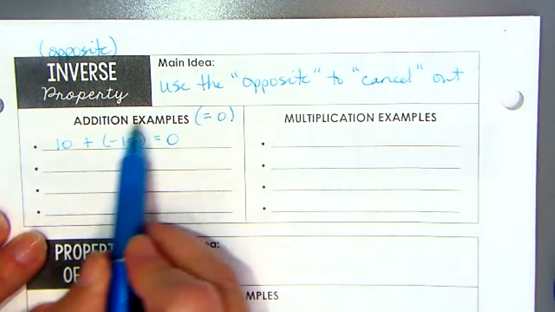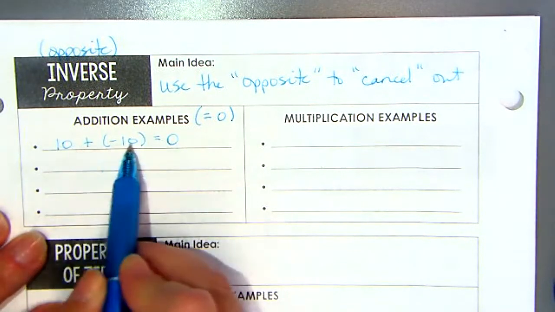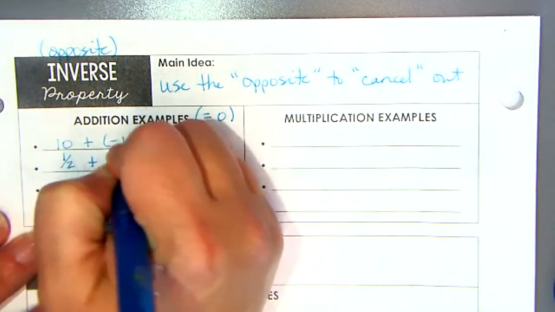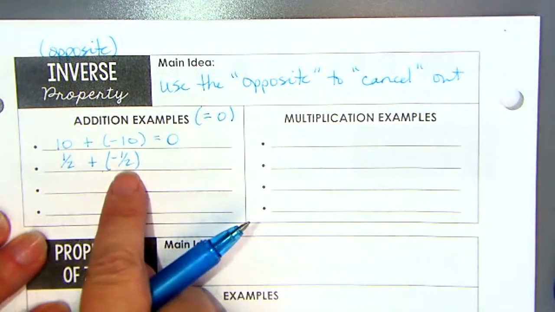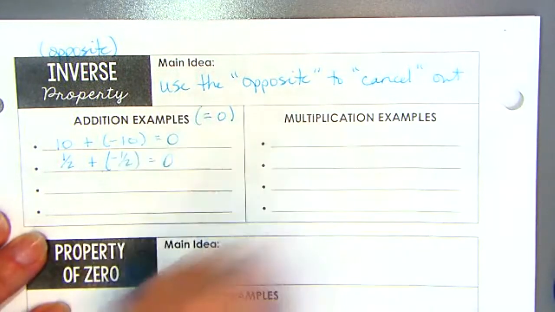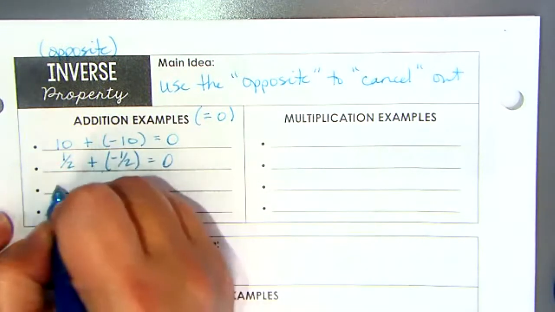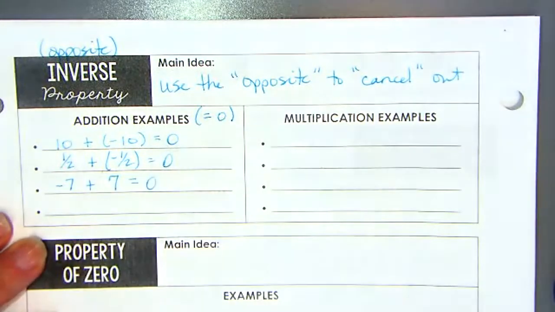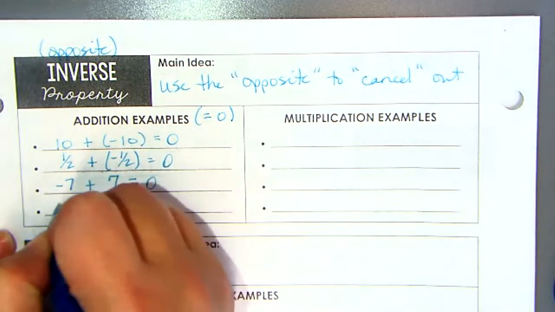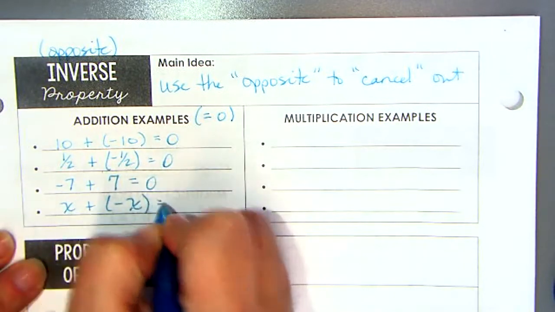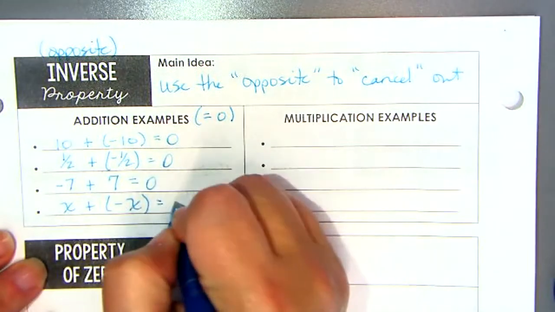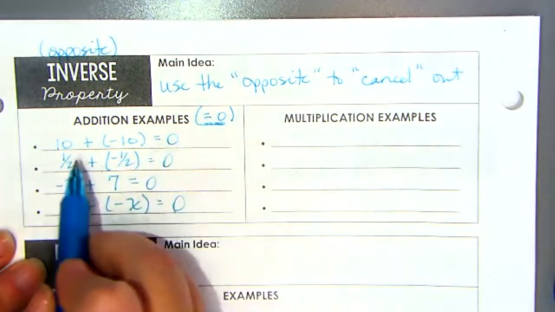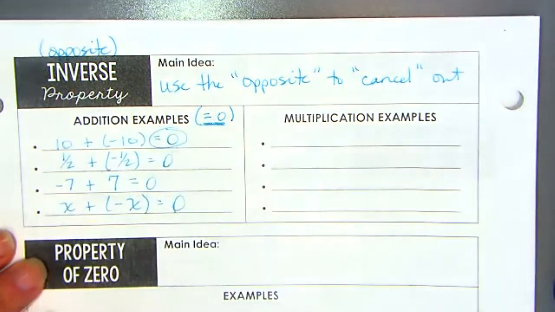Anytime that you have it equal to 0 and you have the opposites, that's the inverse property. So in other words, if I have 1/2 plus negative 1/2, positive and the negative added together cancel each other out and it equals 0. Negative 7 plus 7, you add them together and you get right back to 0. X plus negative x, one's positive, one's negative, so they cancel each other out and it makes a 0 pair. It equals 0. So again, if they're opposites and it equals 0, it's the inverse property.